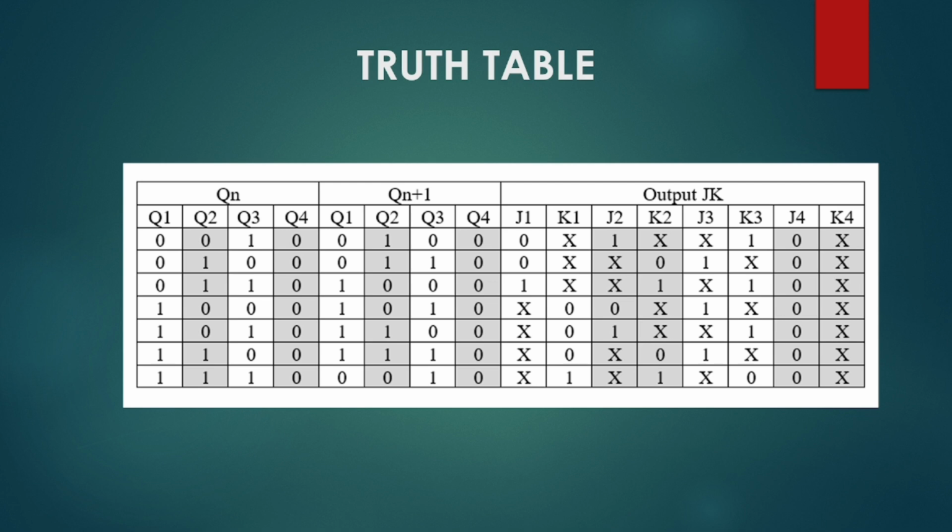For our final state, Qn will be 1110, Qn plus 1 will be 0010. So the output JK on JK1 will be X1, JK2 X1, JK3 X0, and JK4 0X.